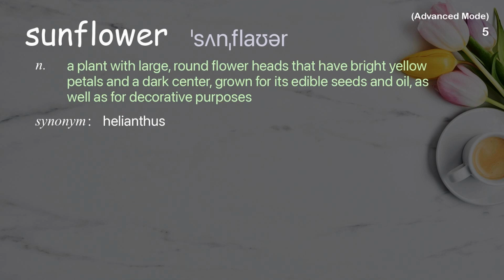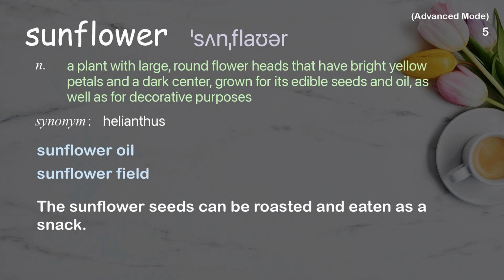Sunflower. A plant with large, round flower heads that have bright yellow petals and a dark center, grown for its edible seeds and oil, as well as for decorative purposes. Examples: Sunflower oil, sunflower field. The sunflower seeds can be roasted and eaten as a snack.